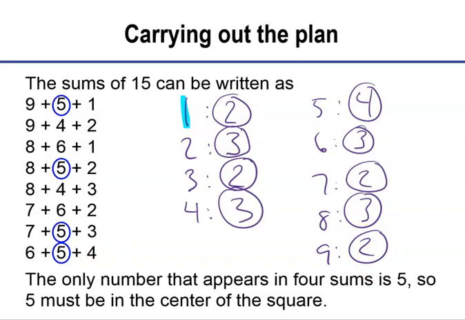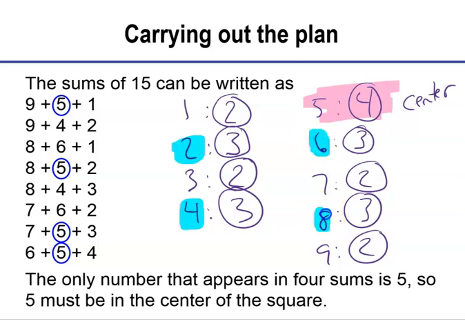Let's highlight, right? Now 5. Remember, 5 was our winner because it showed up 4 times. That means 5 needs to go into the center. But what showed up the next number of times? Well, let's check out our 3s, right? So 2 showed up 3 times. What other number showed up 3 times? 4 showed up 3 times. Okay. 6 showed up 3 times. And then 8 showed up 3 times. Let's let those be our corners.